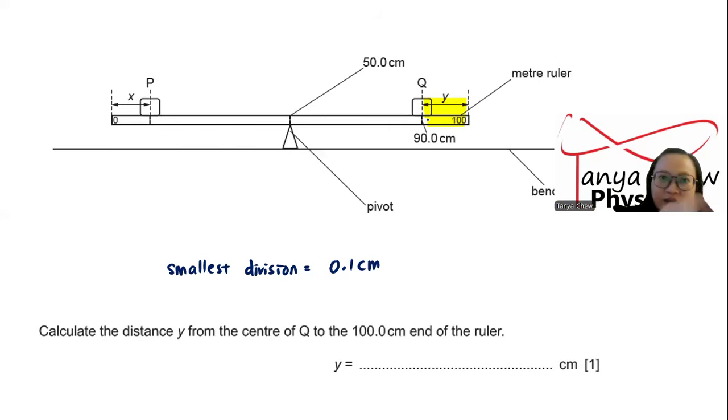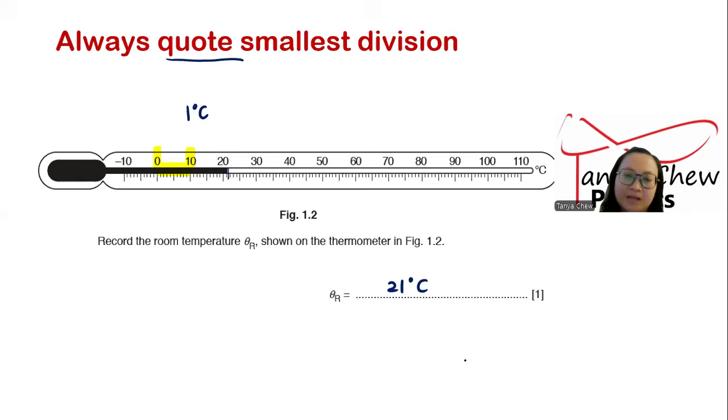Okay, I will go back to the previous slide to make you understand better. I will explain with the thermometer. So give me a while. So I'm going to write down this value here. This is 100 cm. This is 90 cm. Therefore, y will be 100 minus 90 because we subtract. So this is 10 cm. So you just put 10.0 cm. What about the thermometer? The smallest division or the sensitivity of the thermometer is 1 degree Celsius without the decimal point. Therefore, the reading recorded by the thermometer must be recorded without a decimal point. So that is why we have 21 degrees Celsius, not 21.0 degrees Celsius.